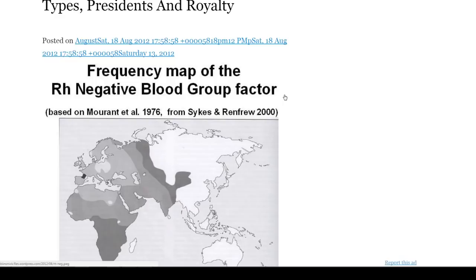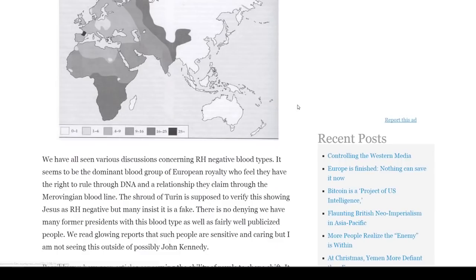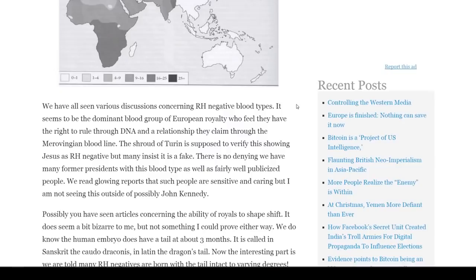Very, very interesting stuff. European royalty is full of Rh negatives. And it's thought it goes through the Merovingian line, which supposedly goes back to the child of Mary and Jesus, and that's Mary Magdalene and Jesus. The Shroud of Turin's supposed to be Rh negative. Many, many presidents are Rh negative.